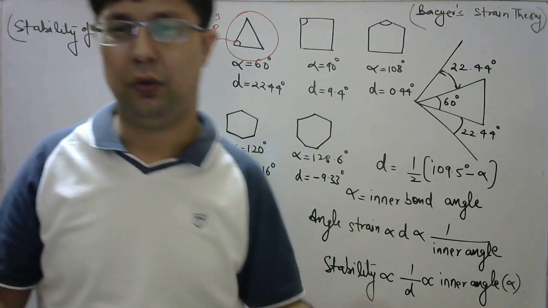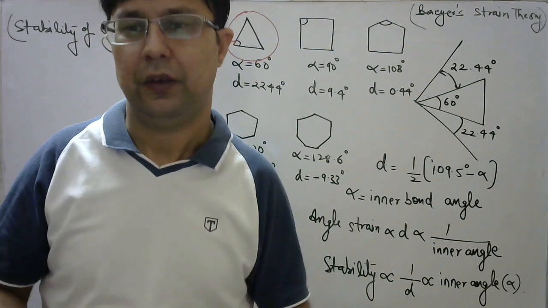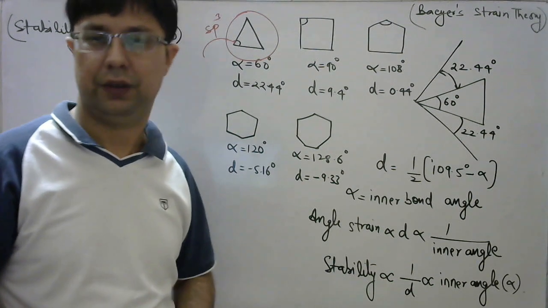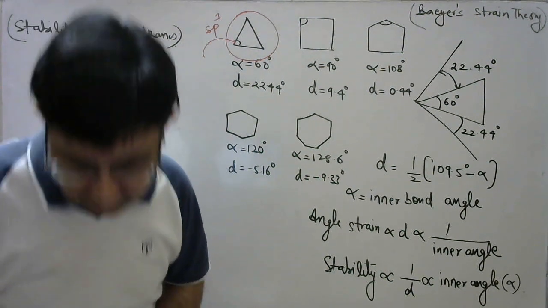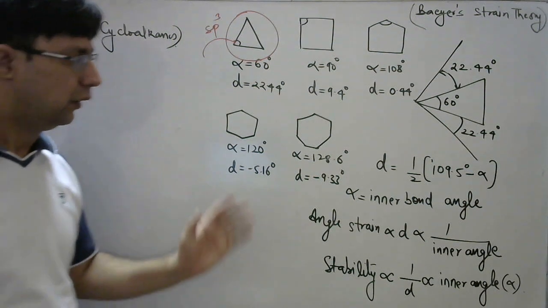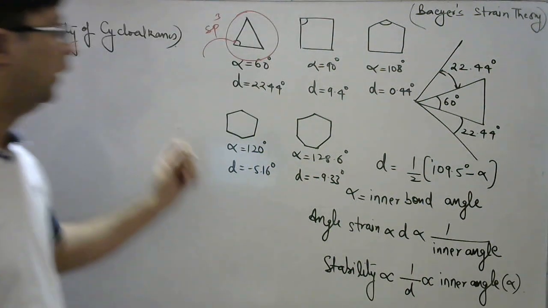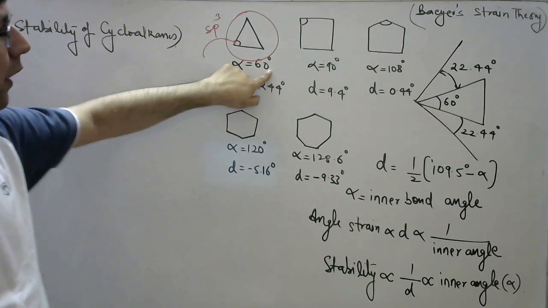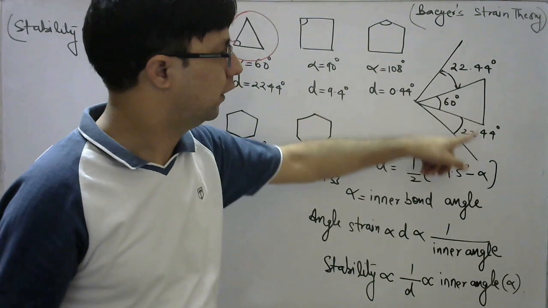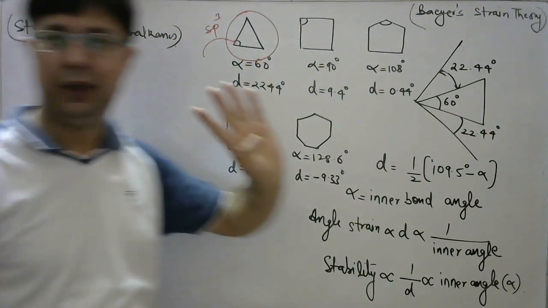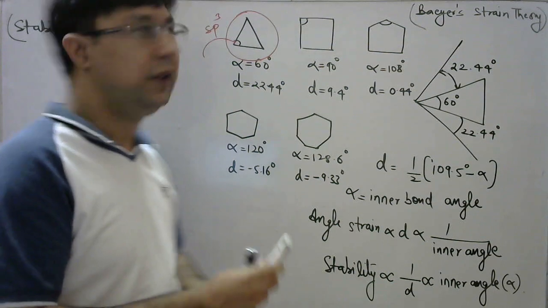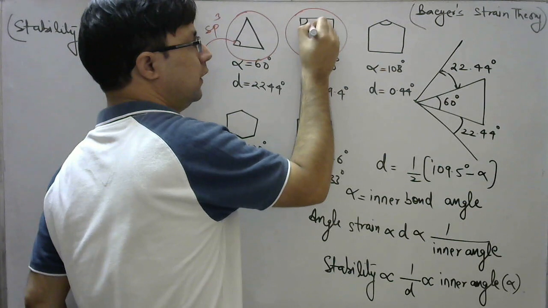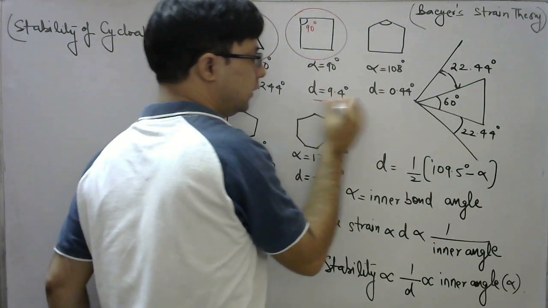The greater the inner angle, is that clear? We can relate it to the stability of the molecule. I think it is clear, okay? After this, if I take the example of cyclopropane, here the value of alpha is 60 degrees. As we have calculated, the angle of deviation is 22.44 degrees. Clear? In the case of cyclobutane, the inner angle is 90 degrees and the deviation angle is 9.4 degrees.